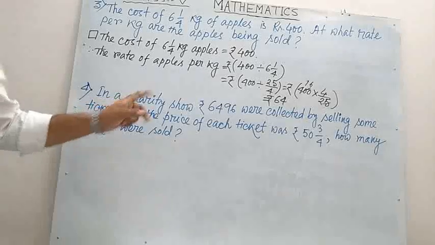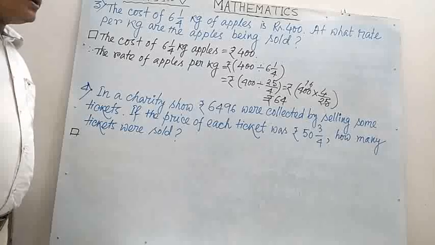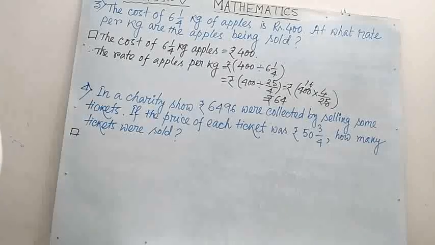In a charity show, rupees 6,496 were collected by selling some tickets. If the price of each ticket was rupees 50 wholes of 3/4, how many tickets were sold?